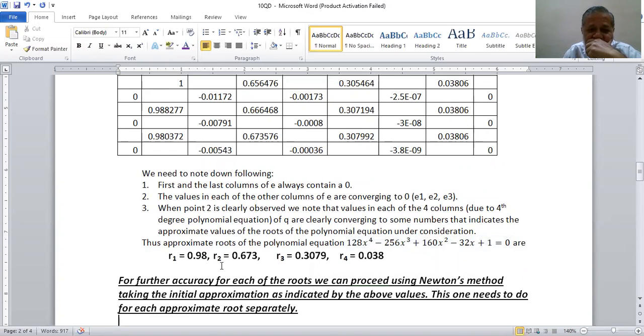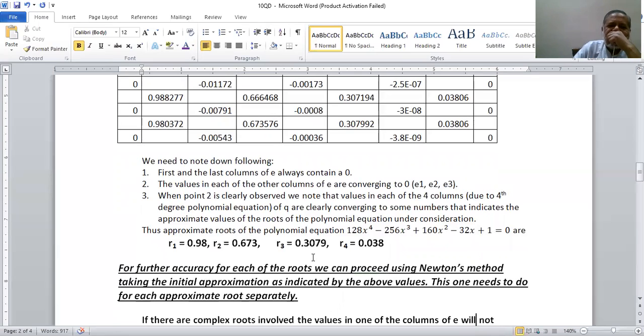If you want further accuracy of these roots, you can switch to some other method. You can proceed using Newton's method, taking the initial approximation as indicated by the above values. But then you will have to do this work separately for every value. This means take this as x naught and apply Newton's method, and once you do, the accuracy of this root will come. Then take this as x naught and start Newton's method again. So a high accuracy value will come, and so on and so forth. So that completes the description of the QD algorithm.